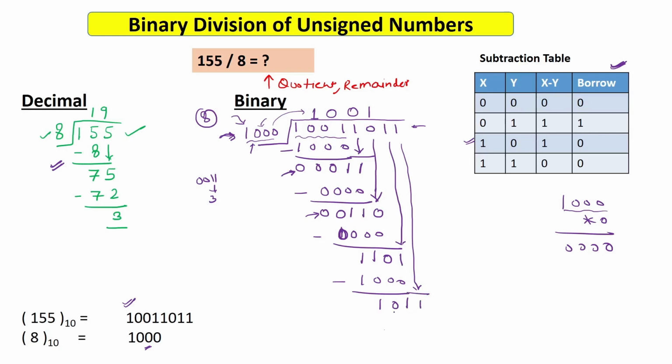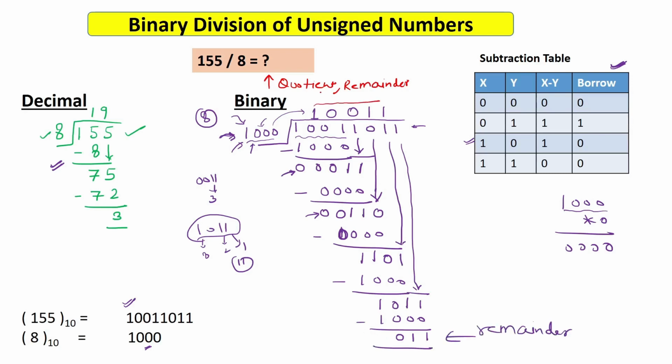Now this 1011 is actually greater than this. 1011 is 8 plus 2 plus 1, so this is actually 11 in decimal, and this is just 8. So again you have to multiply by 1, whenever this condition is there. Now 1 minus 0 is 1, 0 minus 0 is 0, and 1 minus 1 is 0, which we can simply ignore. Finally you got 0, 1, 1 as the remainder, and this is your quotient.